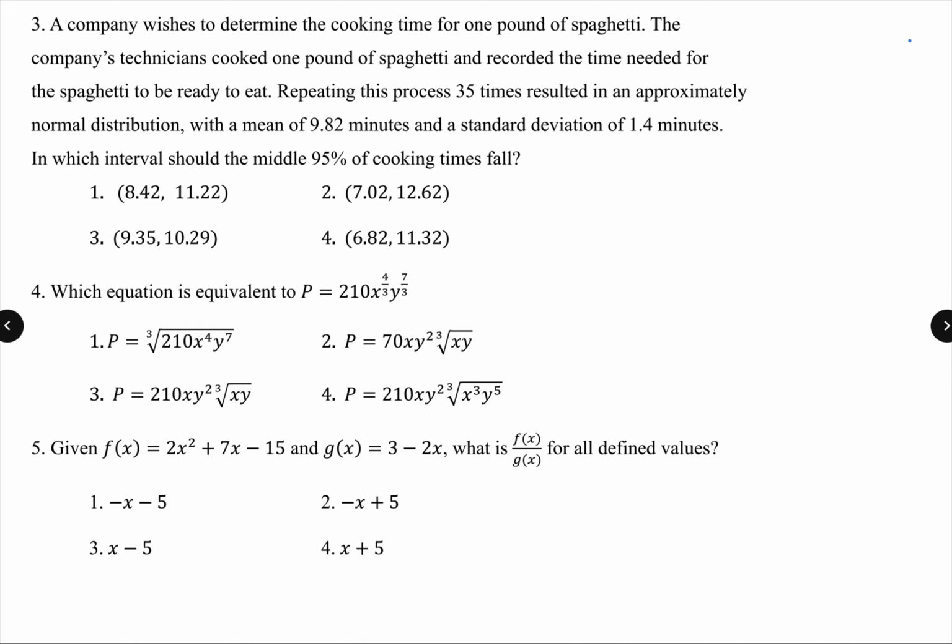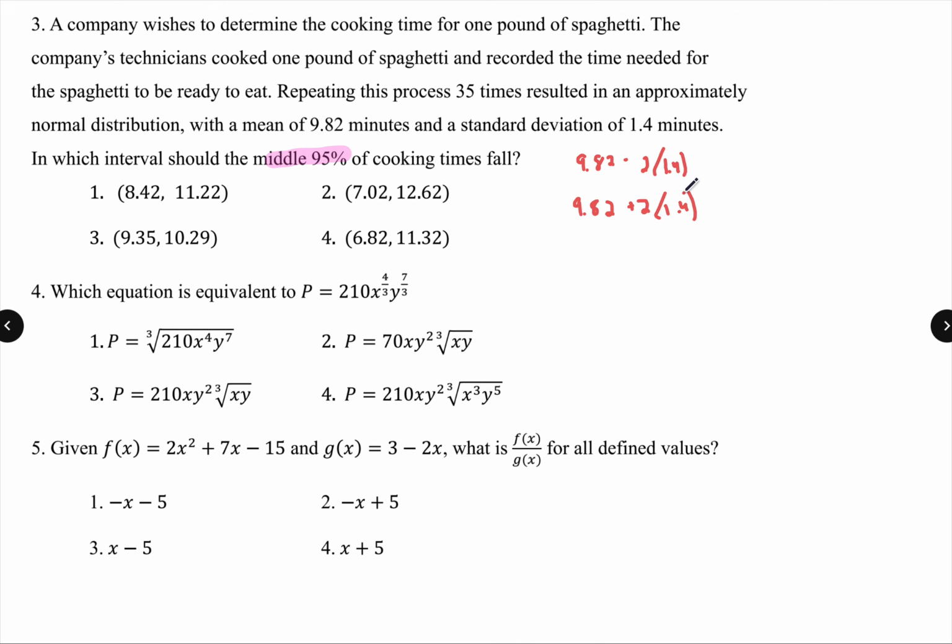I mean, right, what are we doing here? 95% is my confidence interval. Confidence interval is just me adding or subtracting 2 standard deviations to my mean, right? So if I want to find my confidence interval, I'm going to say 9.82 minus 2 times 1.4, and also 9.82 plus 2 times 1.4. When I do that, right, let me do it real quick in my calculator.